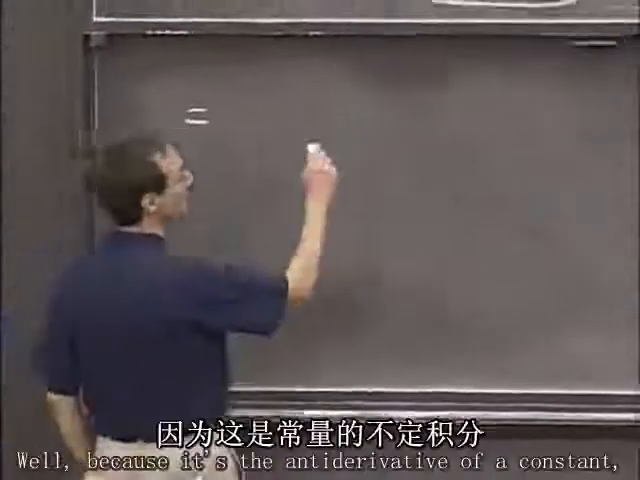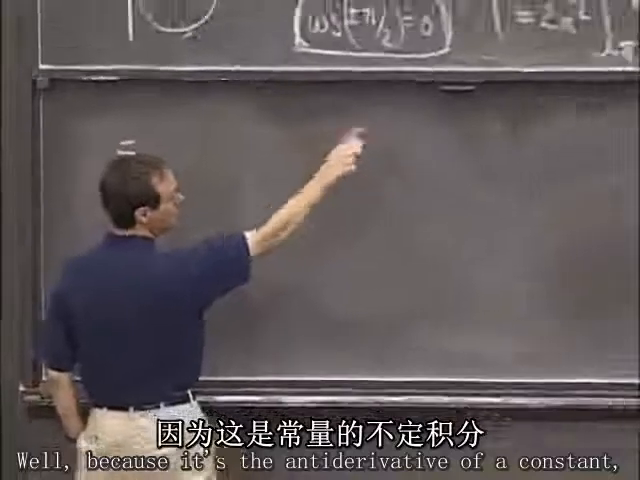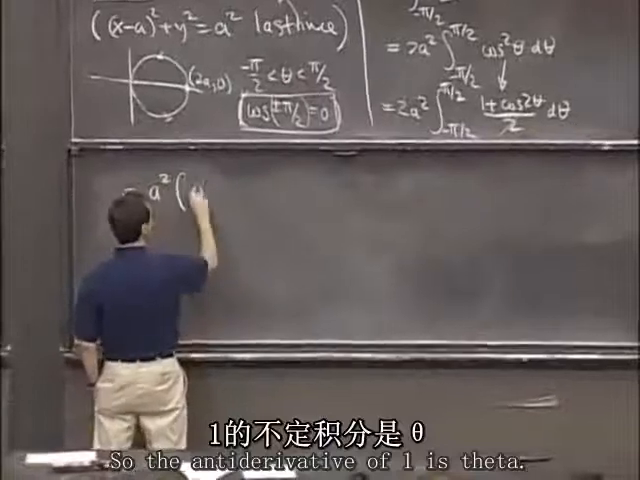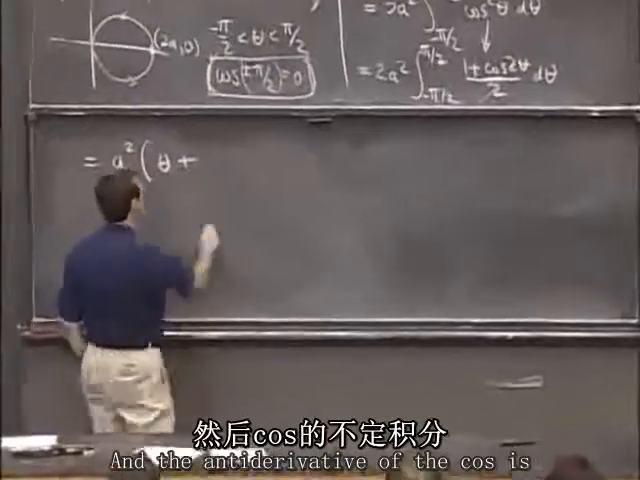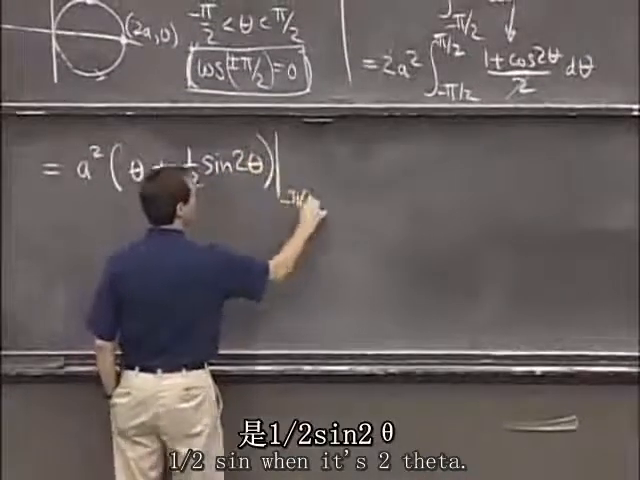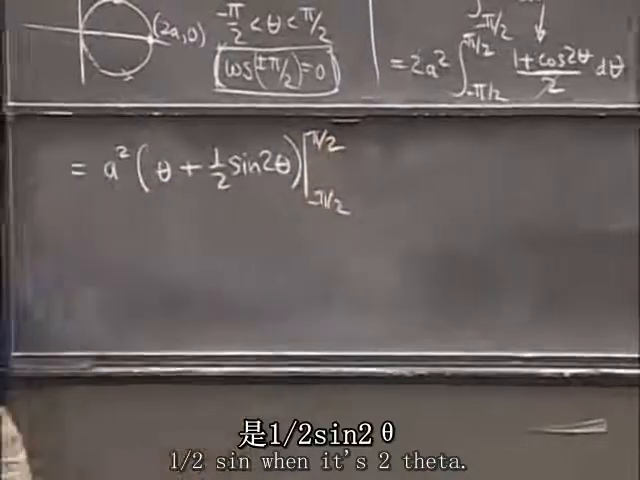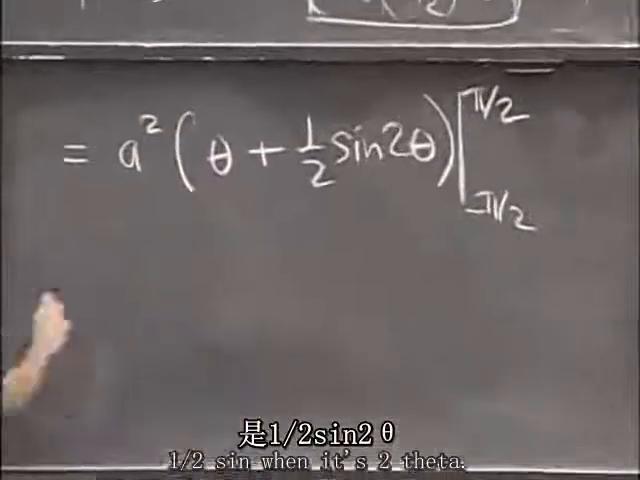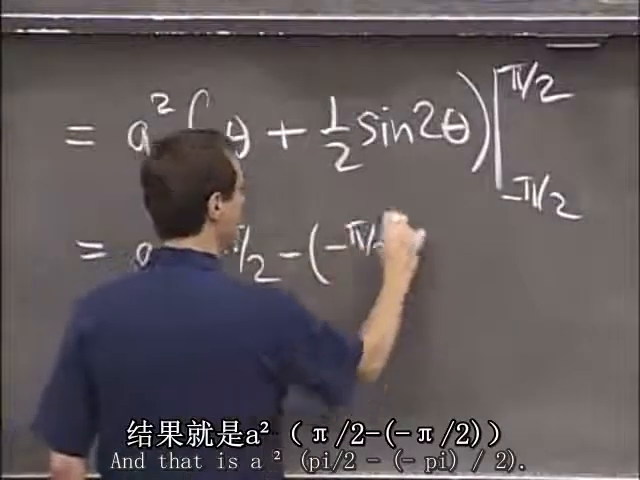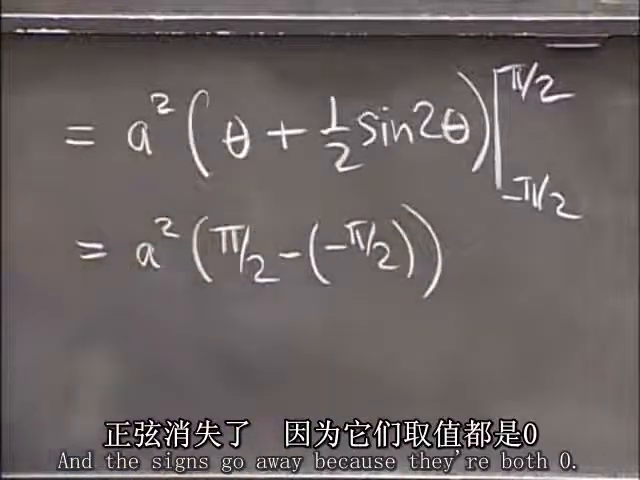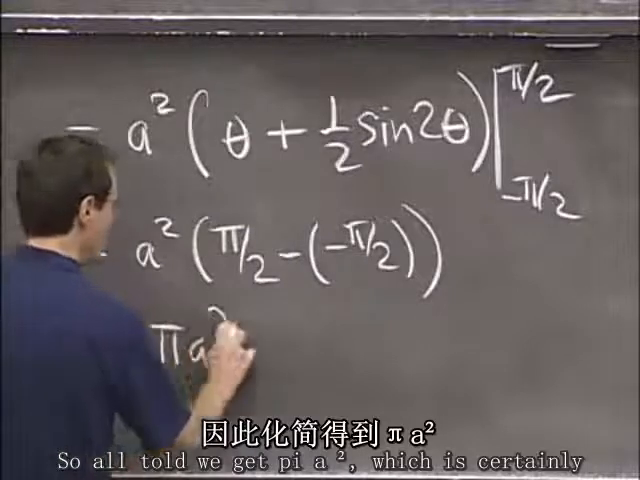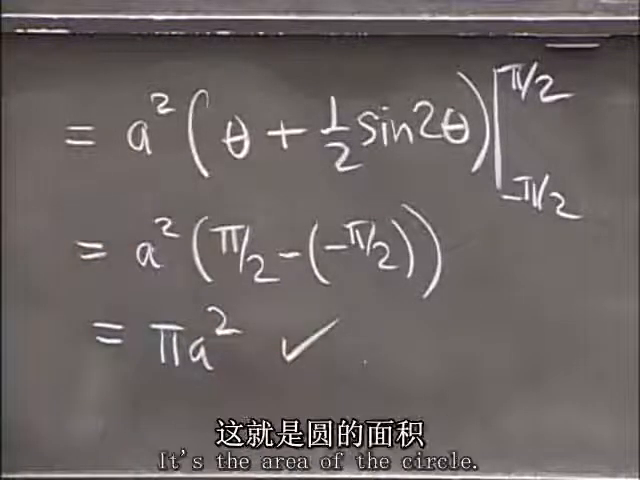Why is it easy? Well, because it's the antiderivative of a constant, and cosine 2 theta, its antiderivative you're supposed to be able to write down. So the antiderivative of 1 is theta, and the antiderivative of cosine 2 theta is half the sine of 2 theta. And that is a squared times (pi over 2 minus minus pi over 2). And the sine terms go away because they're both 0. So all told, we get pi a squared, which is certainly what we would like it to be. It's the area of the circle.